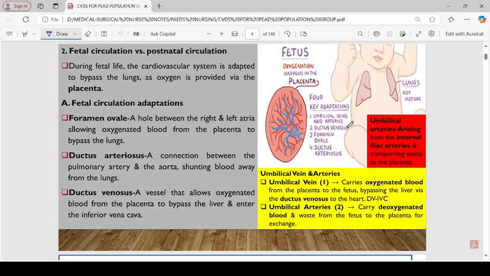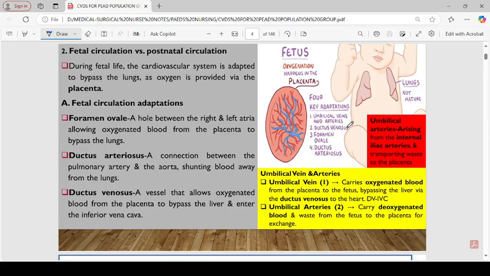The first one is the foramen ovale, a hole between the right and left atria. This normally allows oxygenated blood from the placenta to bypass the lungs. Number two, we have the ductus arteriosus, a connection between the pulmonary artery and the aorta, which allows shunting of blood away from the lungs. So instead of blood going to the lungs via the pulmonary artery, it will just flow directly to the aorta, because the blood is already oxygenated in this population.